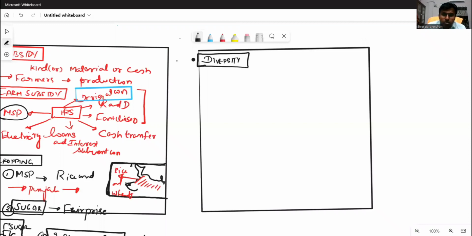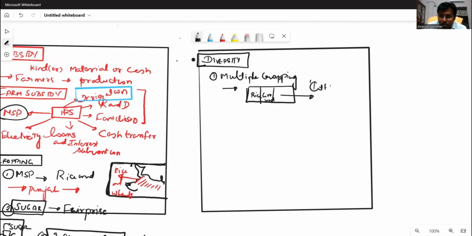Cropping diversity, you can talk about multiple cropping. That is, in a sense, at the field level, so there will be, for example, rice here, there will be groundnuts here. Okay, and there will be cattle rearing here. And the trees will be around. So you can say there will be multiple cropping or diverse cropping in one field because of the subsidy.